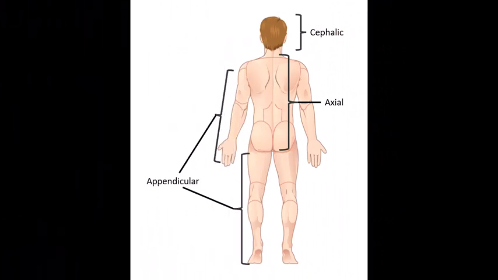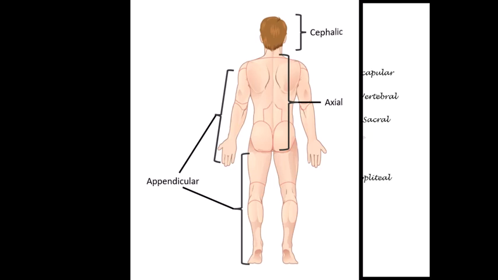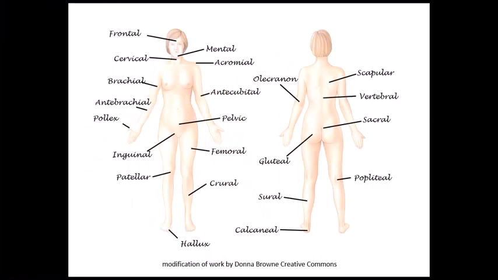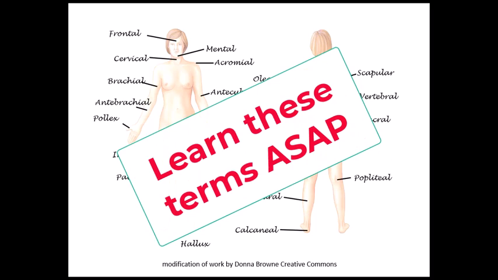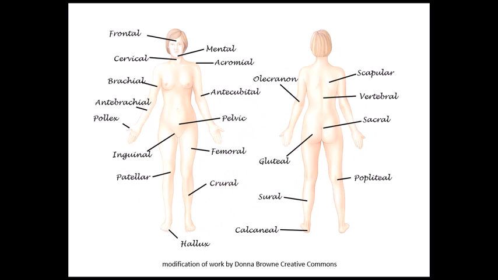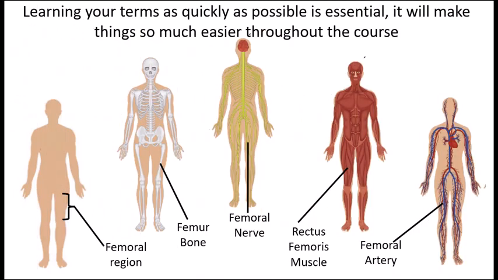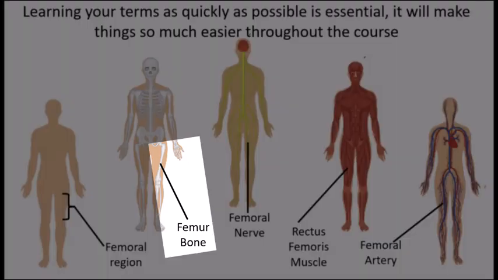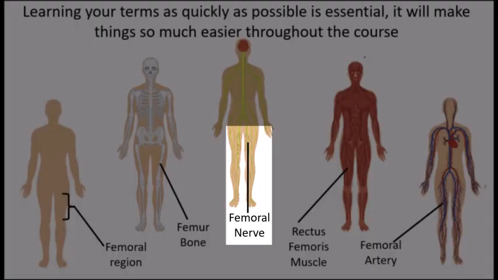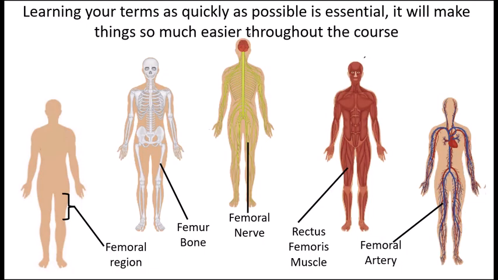You will need to learn basic terms, such as cephalic means head and appendicular refers to your limbs, as well as specific regional terms, such as your chin is called your mental region and your forearm is called your antebrachial region. Learning these terms as quickly as you possibly can is essential, and it will make things so much easier throughout the course. For example, once you know that the femoral region is the thigh, then you can easily find the location of the femur bone, the rectus femoris muscle, the femoral nerve, the femoral artery, etc.